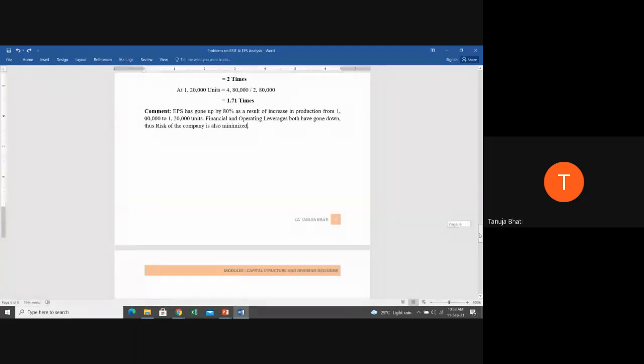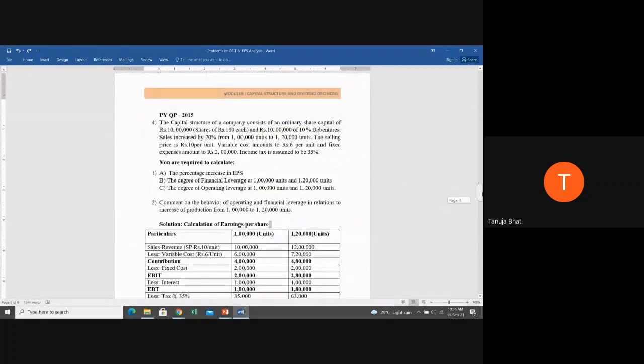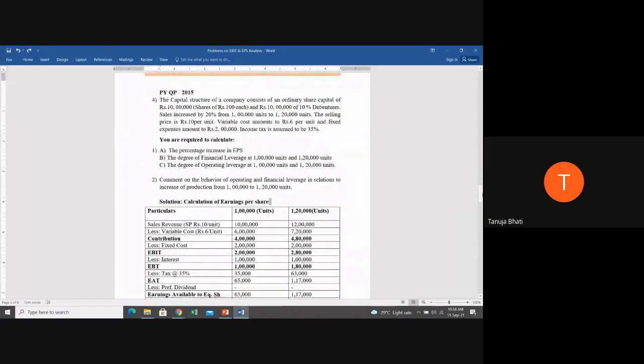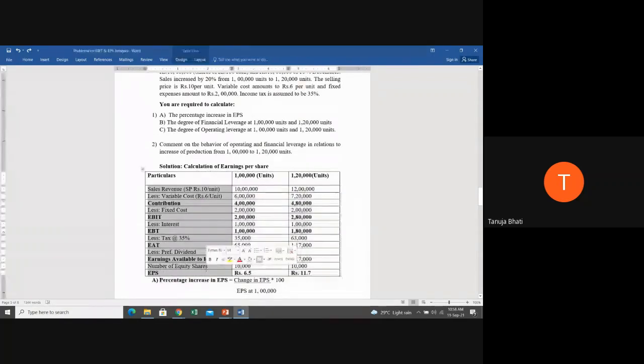Is this clear, students? Is problem number 4 clear to everyone? Yes, students? It was a combination where you had to find EPS as well as leverages. But this format, students, from the sales revenue up to EPS, will remain the same irrespective of the level of units, or irrespective of any financial plan. Is this clear? Yes, ma'am. Okay.